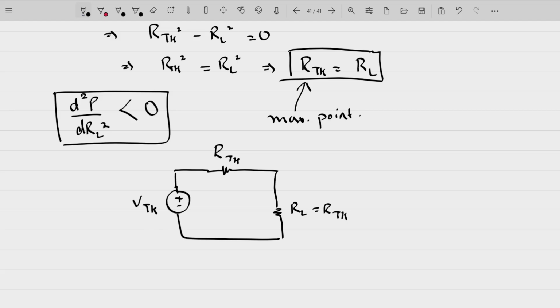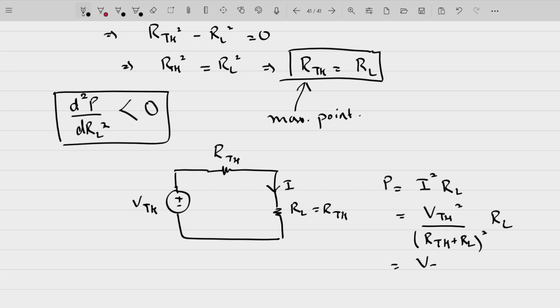So at that time, what will be the current? The power delivered to the load at that time is I square RL. Here I square is VTH divided by RTH plus RL, whole square, times RL. But RTH and RL are the same now. So this is VTH square into RL divided by RL plus RL, so that becomes 2RL square, 4RL square.